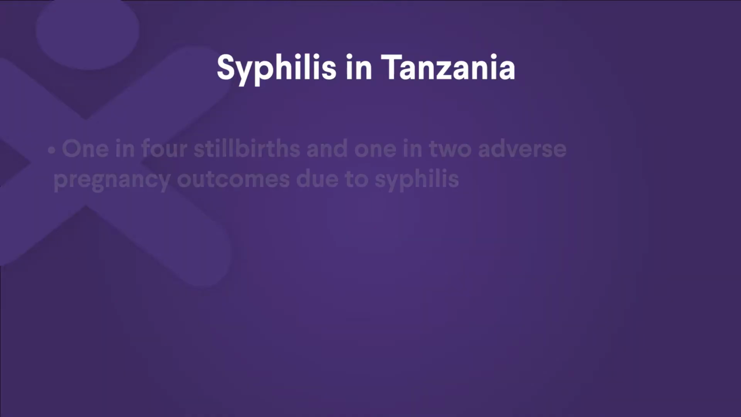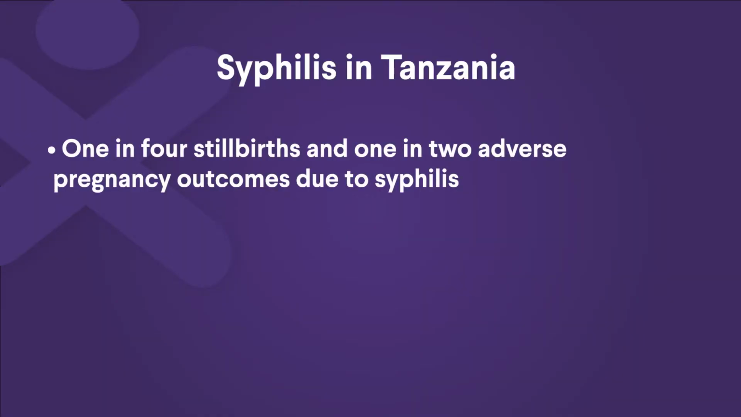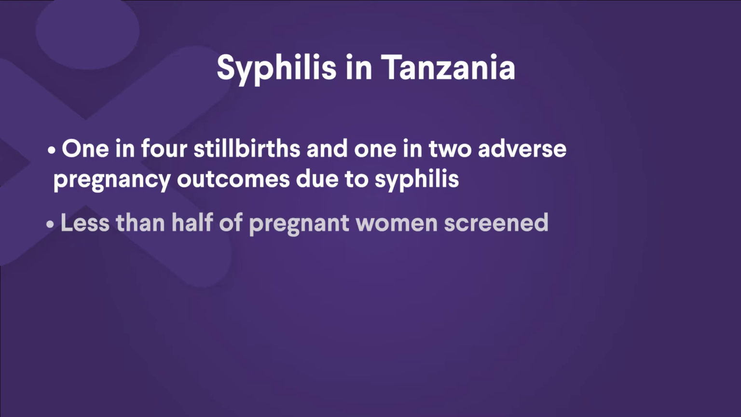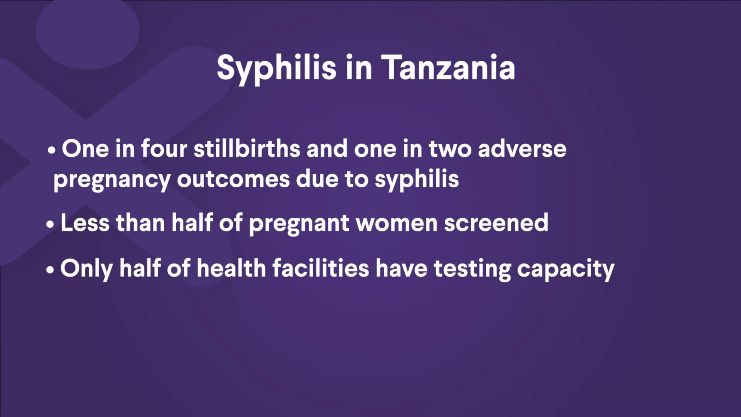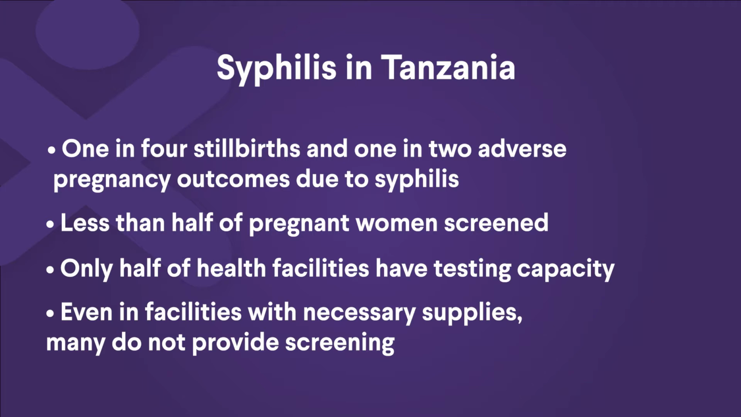For example, 1 in 4 stillbirths and 1 in 2 adverse pregnancy outcomes are due to syphilis in Tanzania. Less than half of pregnant women are screened. Only half of health facilities have testing capabilities, and even in facilities where necessary supplies are available, they still may not provide the screening. And in a lot of these situations, we find a majority of these problems happening in rural areas where there may not be the equipment or the skilled staff in order to do the testing and treatment of women.